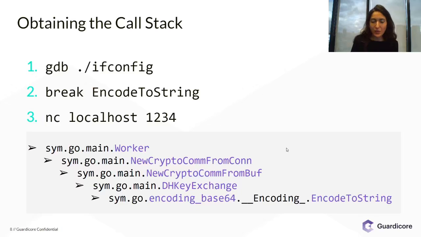So the base64 function was actually called from within a Diffie-Hellman key exchange function, which was in turn called by functions named new crypto communication from buffer or connection. And at the top of this execution chain, there was a function called worker, and it had no parents, so I figured this was executed as a Go routine.